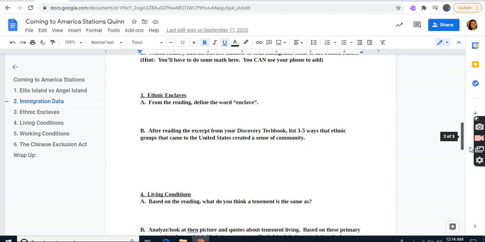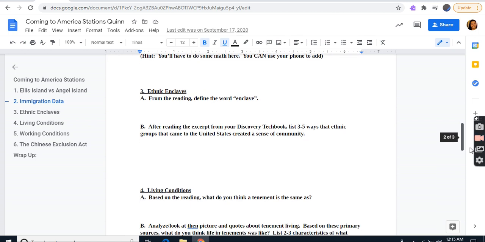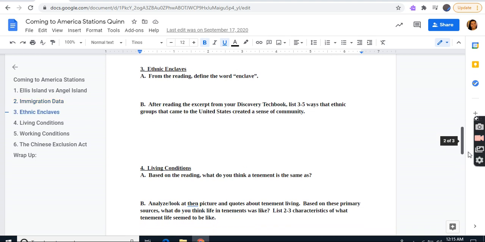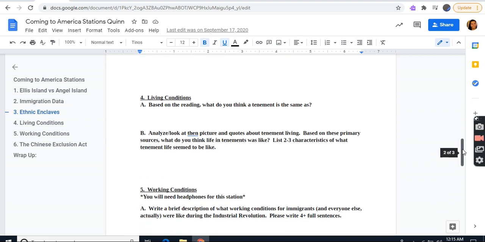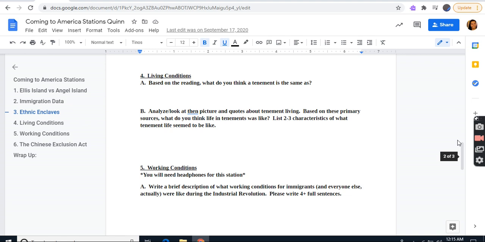Ethnic enclaves. For reading, define the word enclave. After reading the excerpt from your Discovery textbook, list 3 to 5 ways that ethnic groups that came to the United States created a sense of community. Living conditions. Based on the reading, what do you think a tenement is the same as? Look at the pictures and quotes about tenement living. Based on these primary sources, what do you think the tenements will be like? List 2 or 3 characteristics of what tenement life seemed to be like.